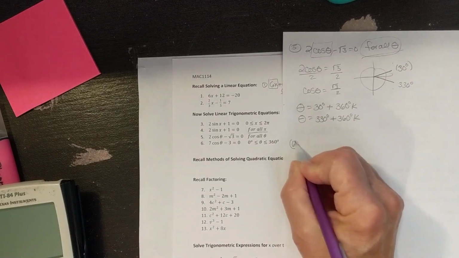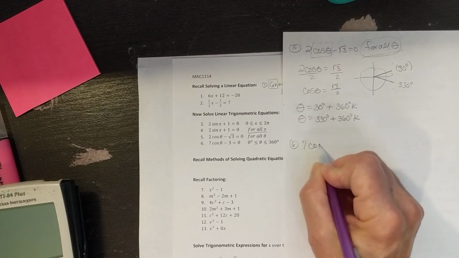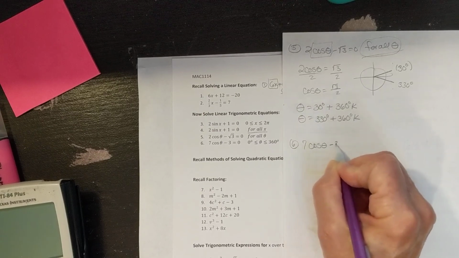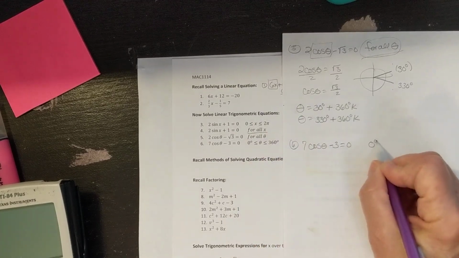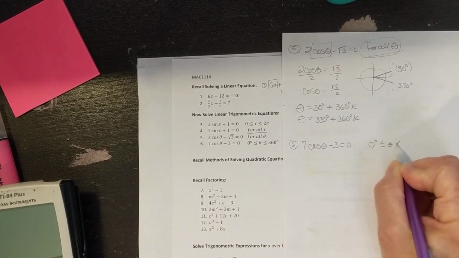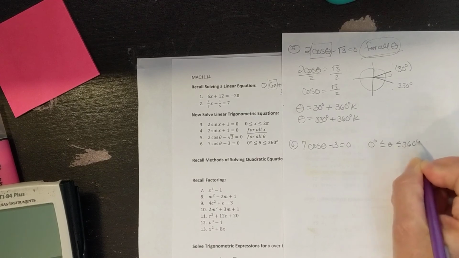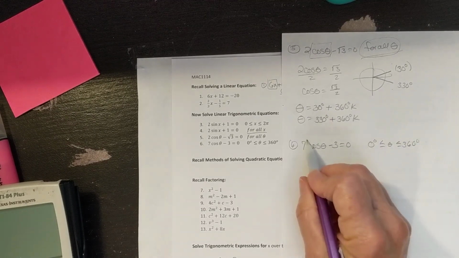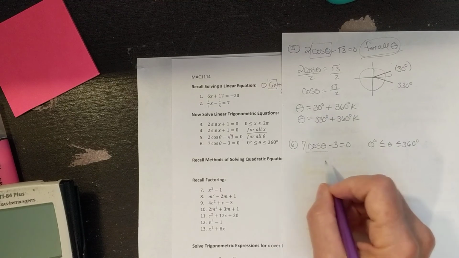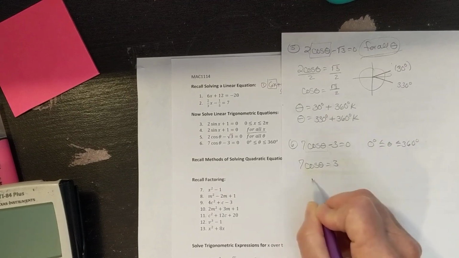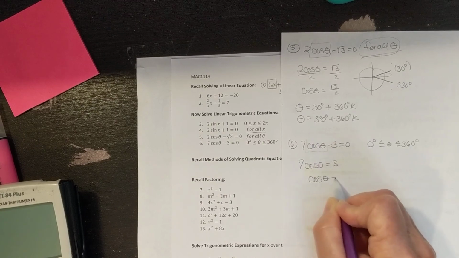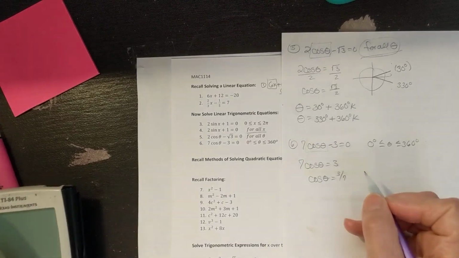Sometimes they don't give us an answer that we can find on our unit circle. So how do we do that? This is for theta. We're only going to find the ones that are in this range. All right. Solve for cosine of theta. Isolate it. So we're going to add 3. We're going to divide by 7. We're going to use our calculator.